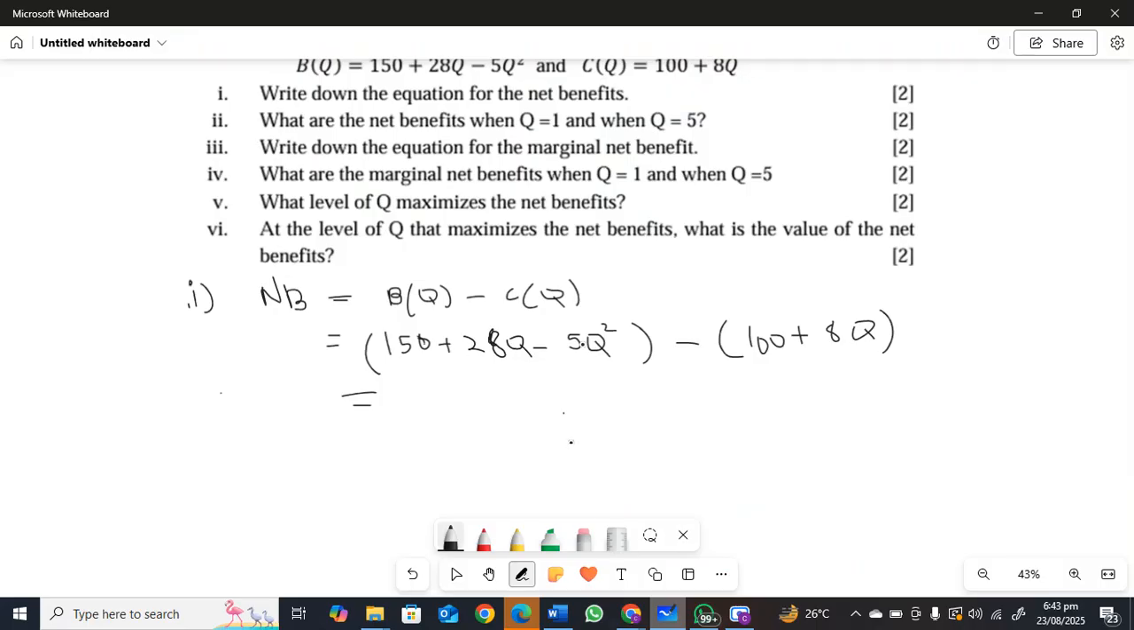First things first, you have to distribute this negative sign, because there are two terms here. So don't just write it as 100 plus 8Q. You think of this as a negative 1. Negative 1 times 100 is negative 100. Negative 1 times 8Q is negative 8Q. Did we all do this, colleagues? Always, if you've got expressions like this and you're subtracting, distribute the negative sign, otherwise you will get your answer wrong.